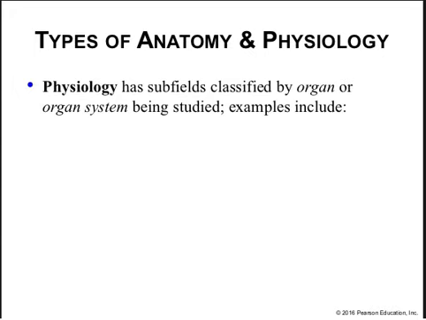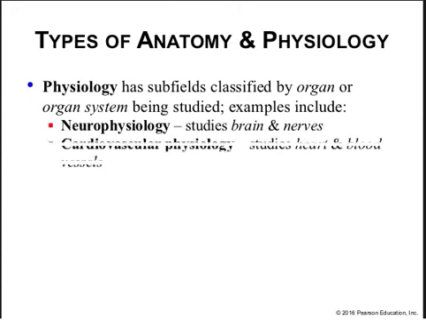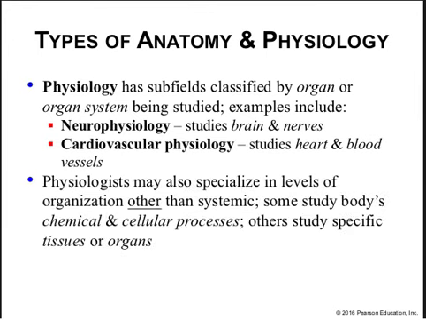So physiology has within it subfields that are classified by organ or organ system. Examples include neurophysiology, where we study the brain and nerves, and cardiovascular physiology, where we study the heart and blood vessels. Physiologists can also specialize in levels of organization other than systemic, which is whole body. Some study the body's chemical and cellular processes, while others study specific tissues or organs. But again, more to the point, it's combining function with structure that allows you a complete picture of a functioning organism.